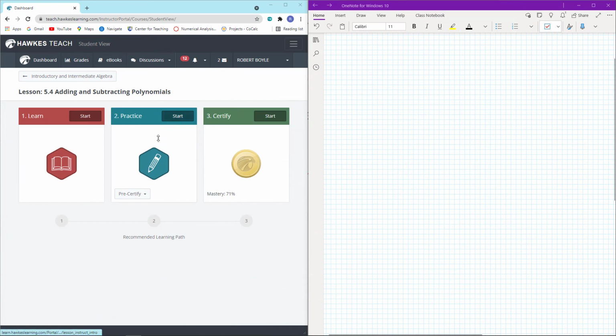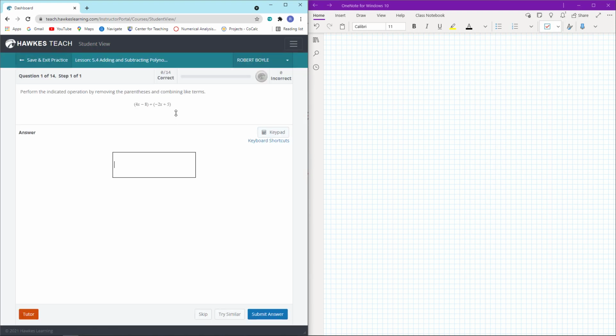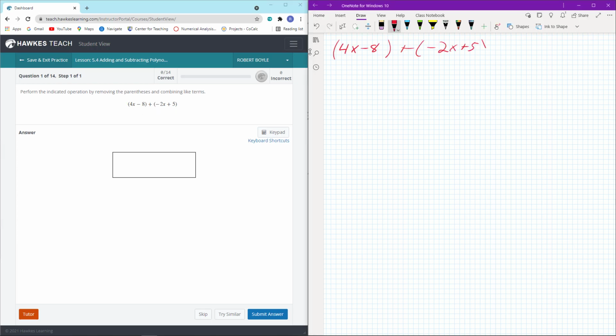Okay, so here we are. This is lesson 5.4. Let's actually start a practice session. And here's our first problem. 4x minus 8 plus negative 2x plus 5. Once again, we just group up our like terms. We have a 4x, a minus 2x, then we have a minus 8 and a plus 5. Now 4x minus 2x is 2x, negative 8 plus 5 is minus 3, and that should be our answer.